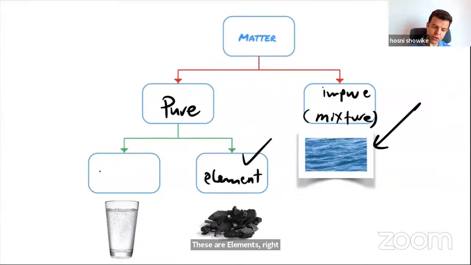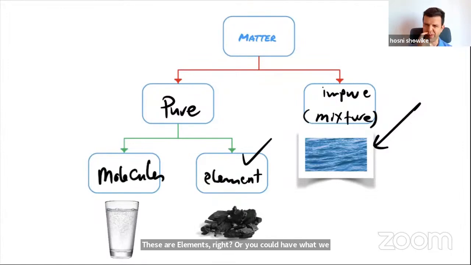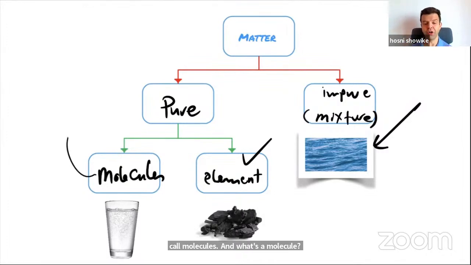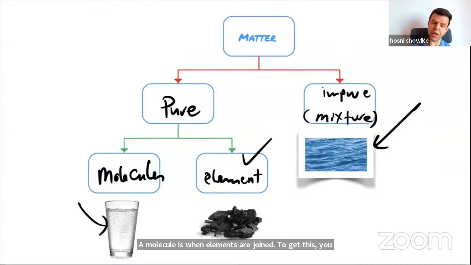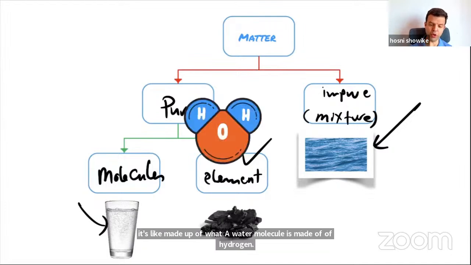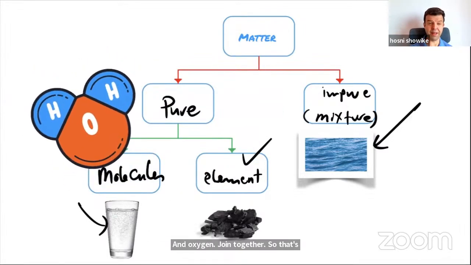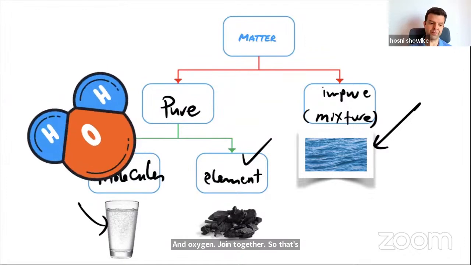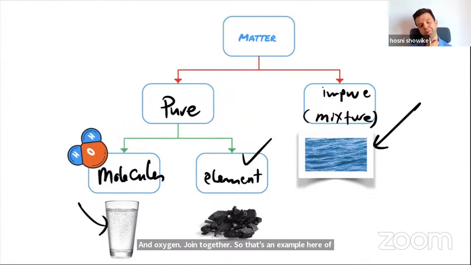Or you could have what we call molecules. What's a molecule? A molecule is when elements are joined together. If you have two elements, let's say water. Water is a molecule. Why is it a molecule? Because it's made up of what? A water molecule is made up of hydrogen and oxygen joined together. So that's an example of a molecule. All right.